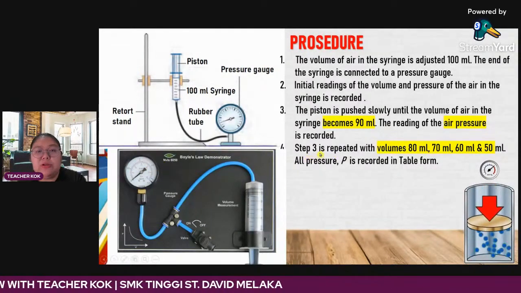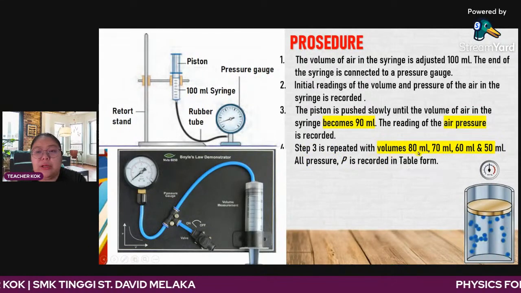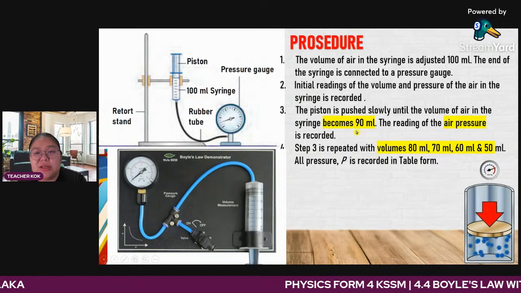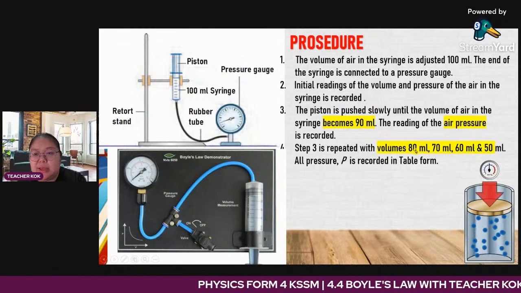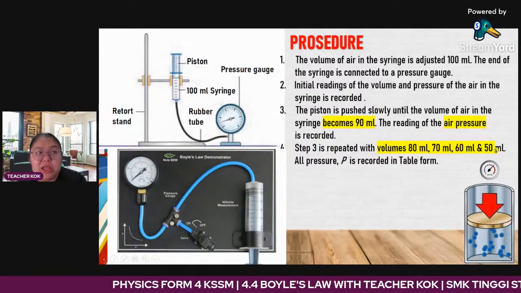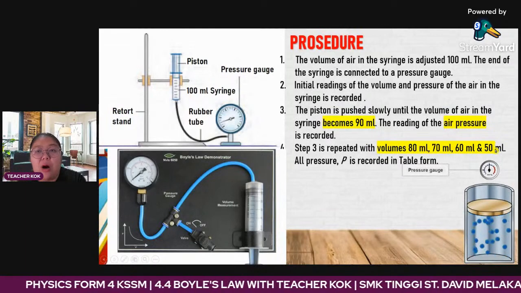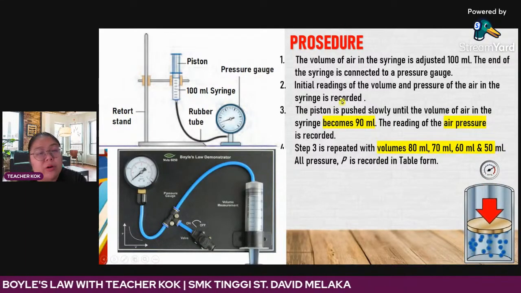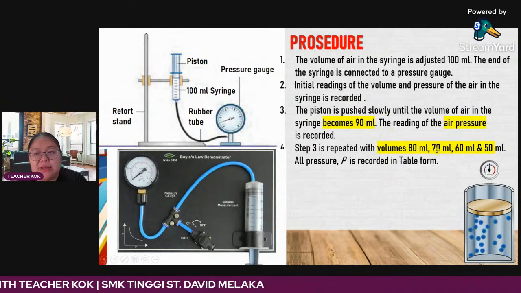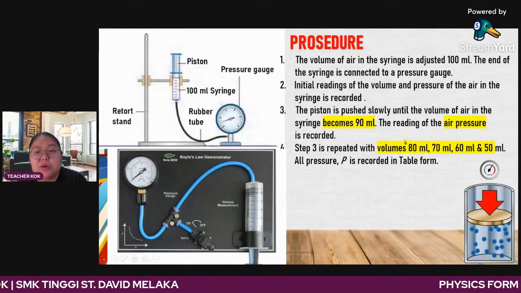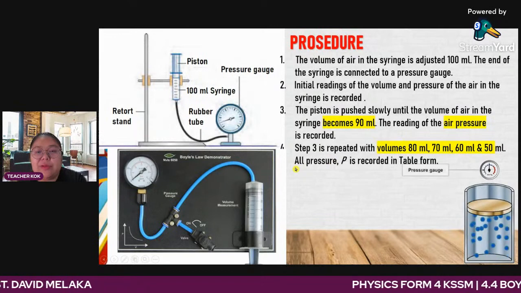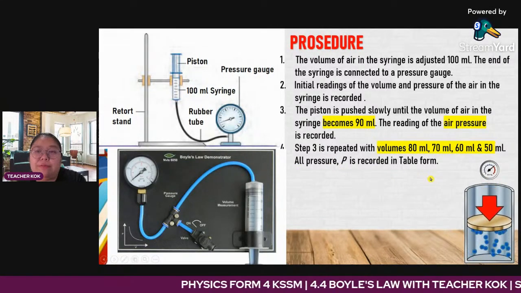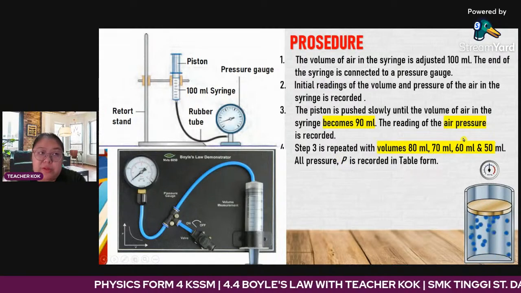So step 3, you just repeat. Now you make the volume decrease and decrease. Just now 90, then you make it 80, 70, 60, and 50. At least 4 repeats. So if 4 repeats, that means overall you got 5 readings, because 90, 80, 70, 60, 50. So after that, all the pressure P is recorded in table form. So this one is the procedure.